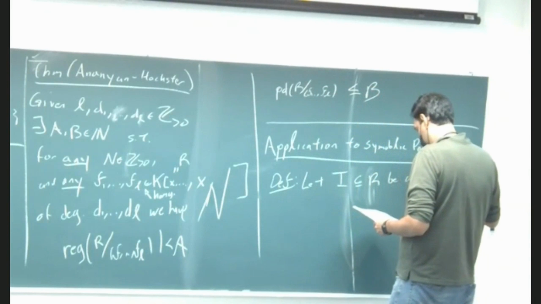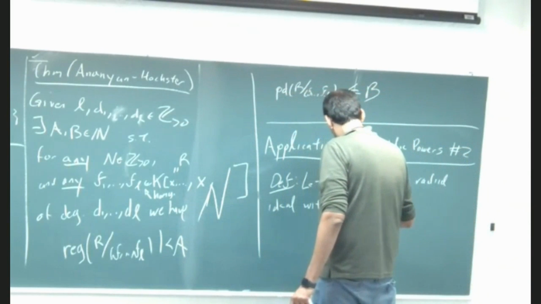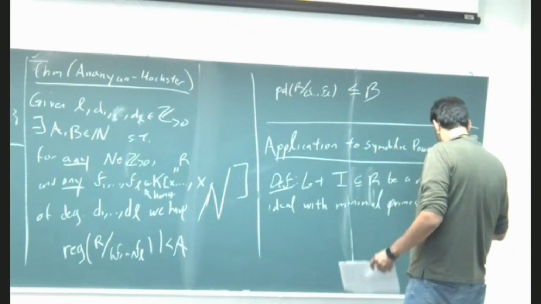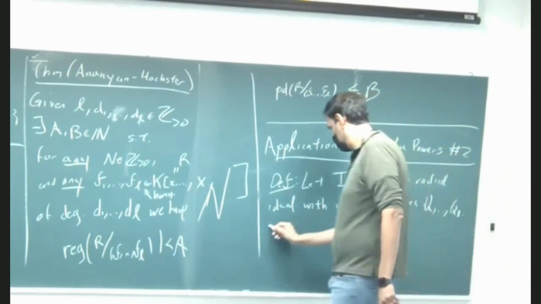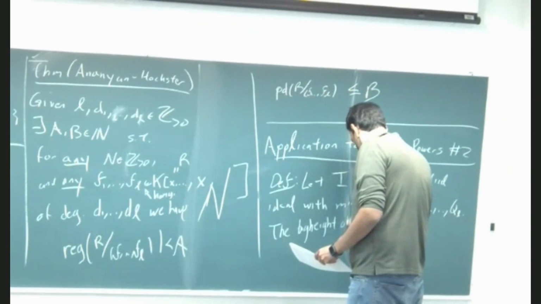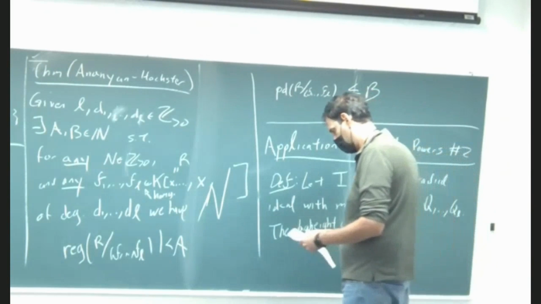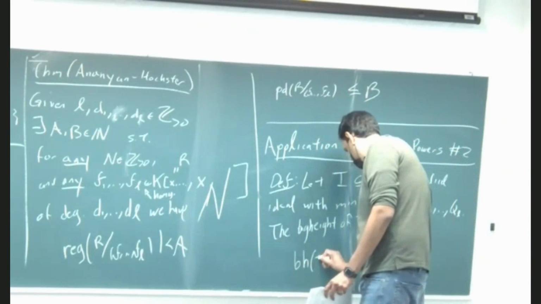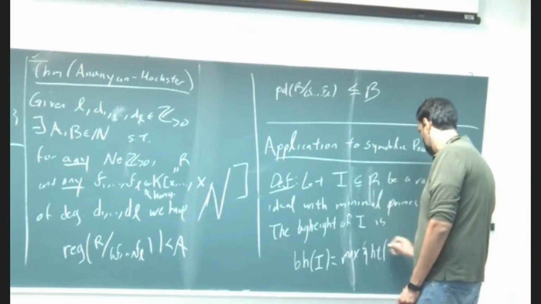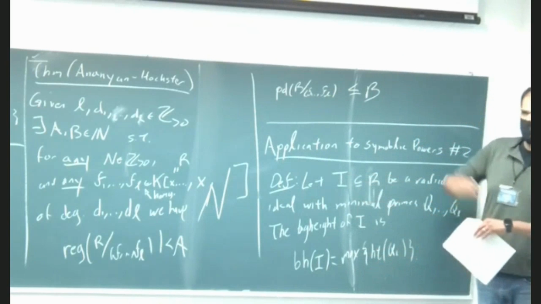Let I be a radical ideal with minimal primes Q1 to QL. Then the big height of I, BH(I), is the maximum of the heights of the minimal primes. We know that the height of the ideal is the minimum, so we're going in the other direction.